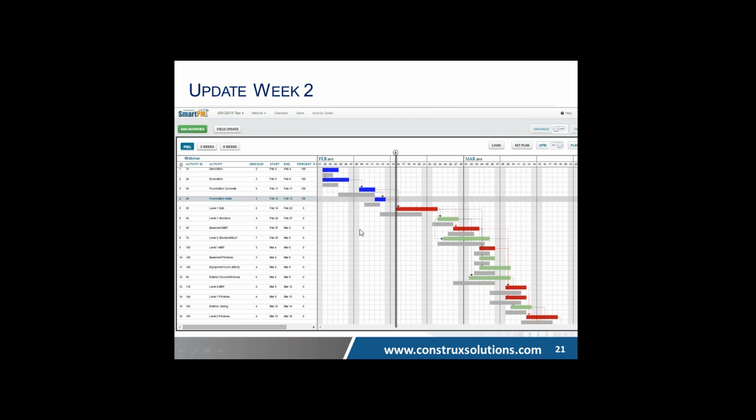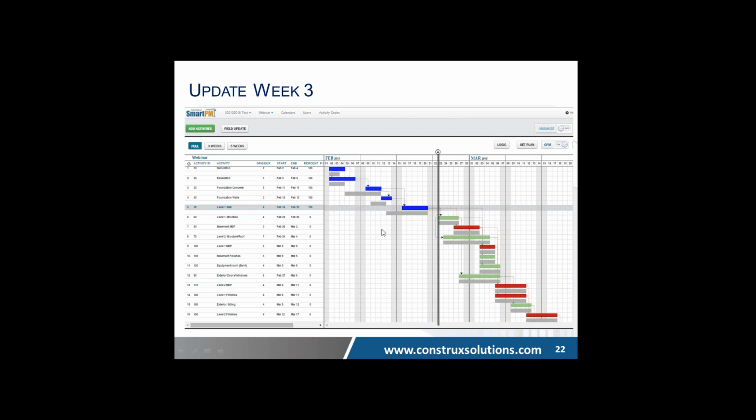So what happens the next week? It looks like we are now only a day late. We've brought the schedule in 1 day. We got this activity done on time. We got this one done just a little late, and now we're one day out. Next update, look, we are able to overcome that delay, and the reason we were able to do that is because we were watching it.